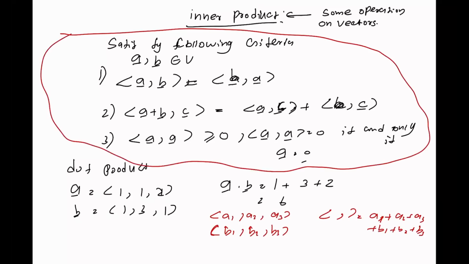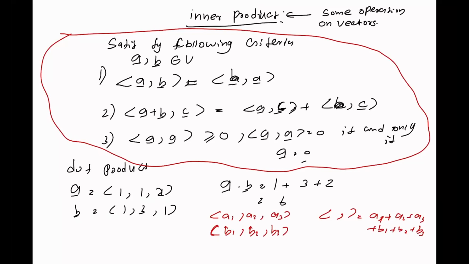So if someone gives you some operation and tells you to determine whether it can be considered an inner product or not, what you have to do is check these three criteria and find out whether it can be considered an inner product. Fine. Hello. Is it fine or do you need another explanation?